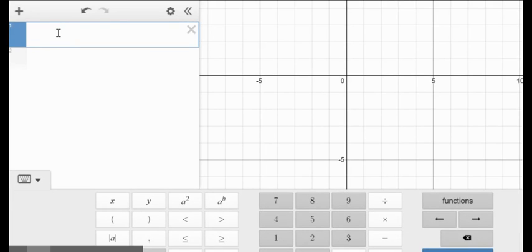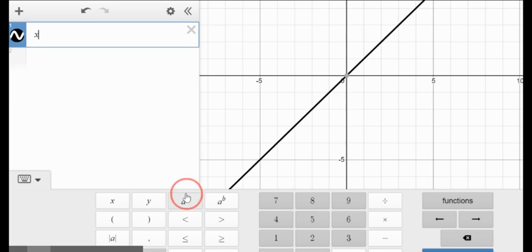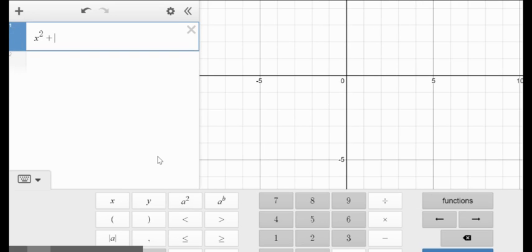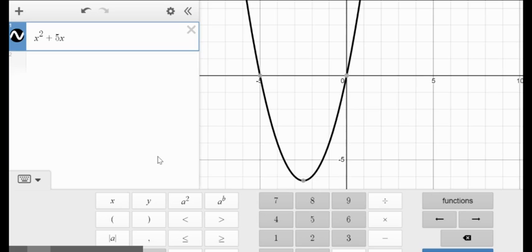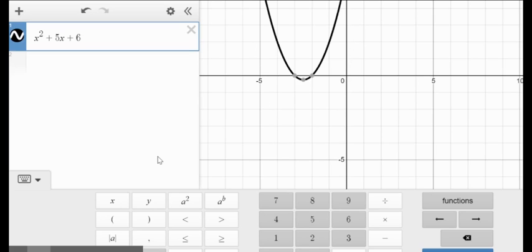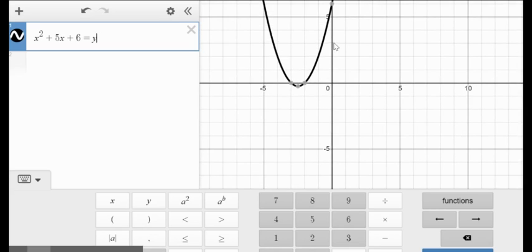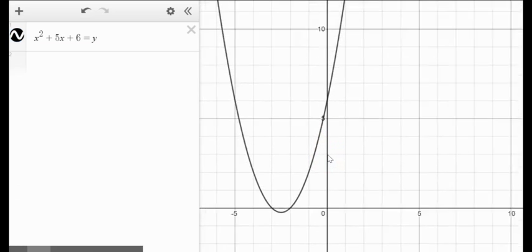All right, so I'm going to type x squared plus 5x plus 6. Now remember, not equals 0. When you're graphing it, you write equals y. All right, move that down a little bit.